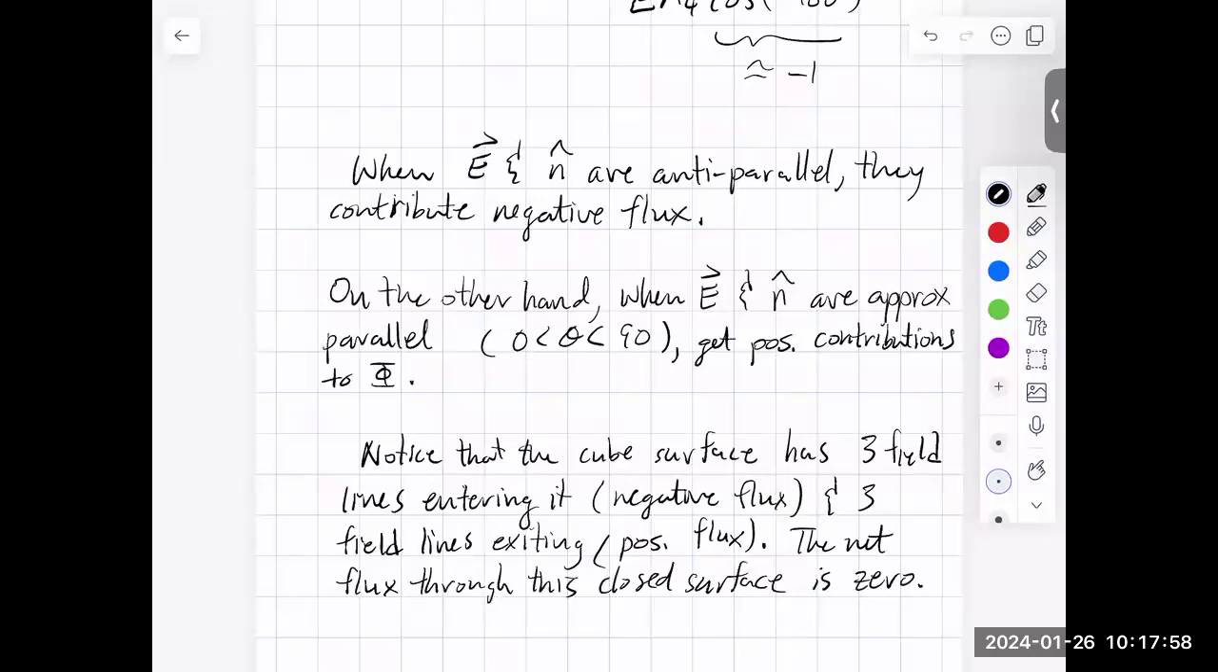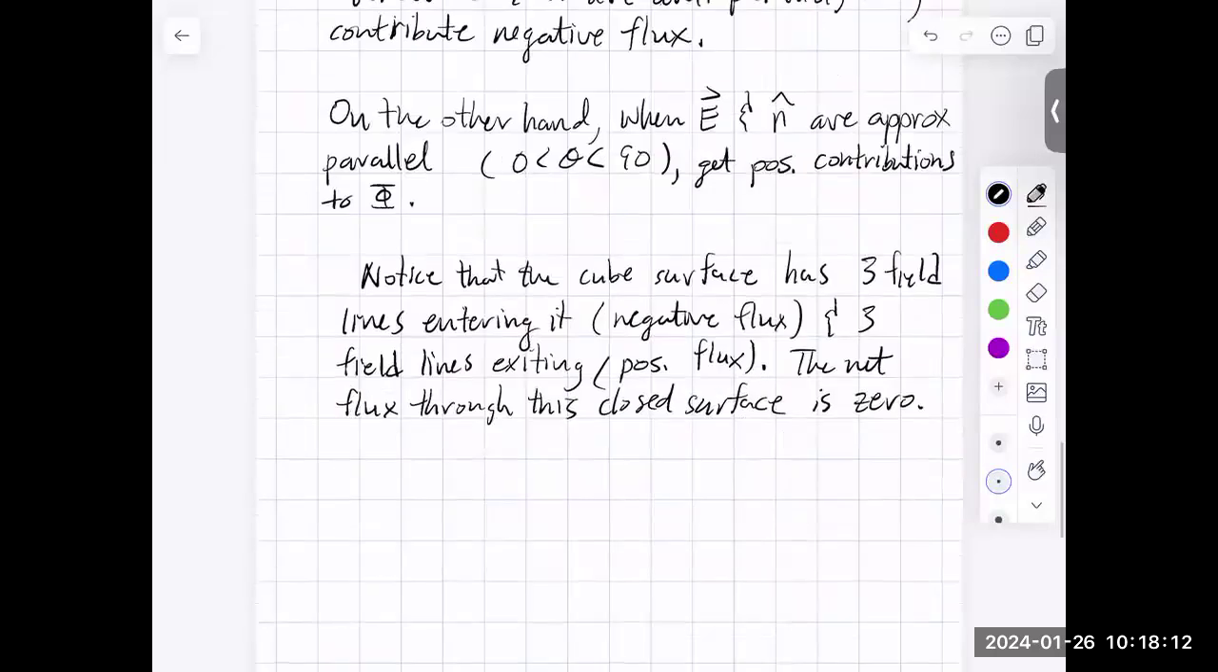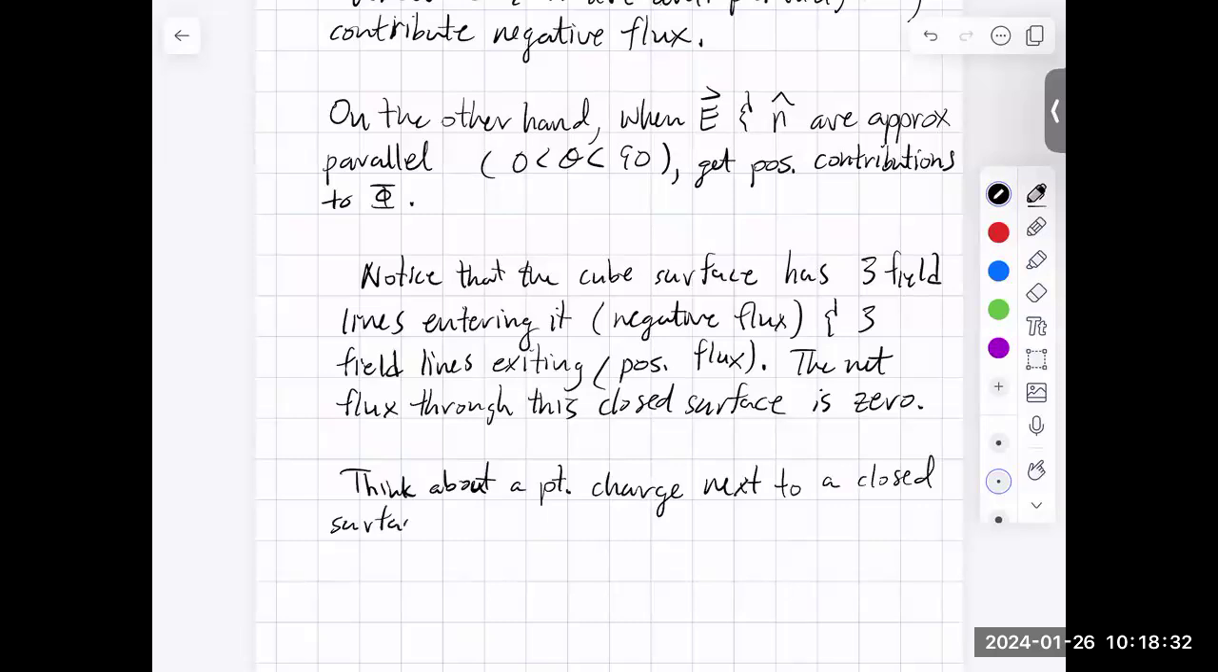Okay, so what we're going to do is keep making these similar kinds of arguments for different types of closed surfaces and different charges placed around it. So we'll start with a very similar example. Let's think about a point charge next to a closed surface of any shape. So it doesn't have to be a cube or a sphere or whatever.